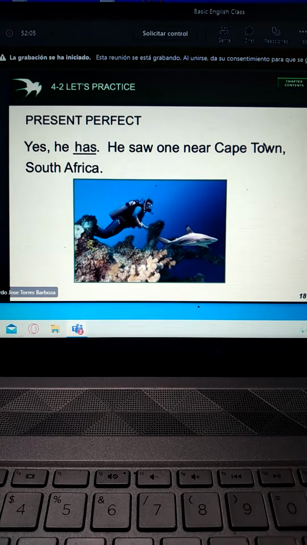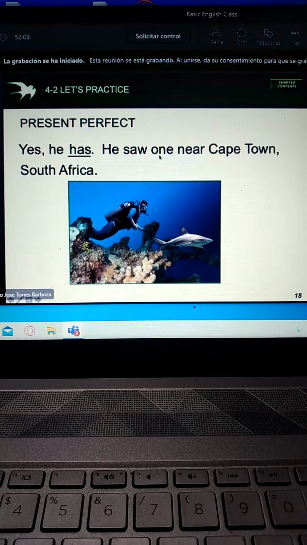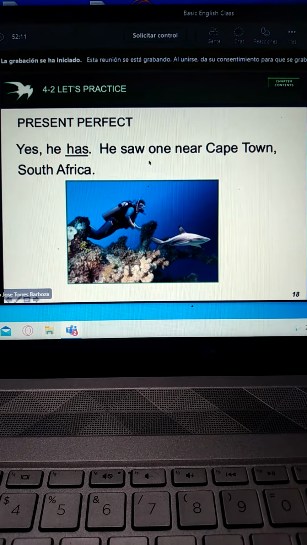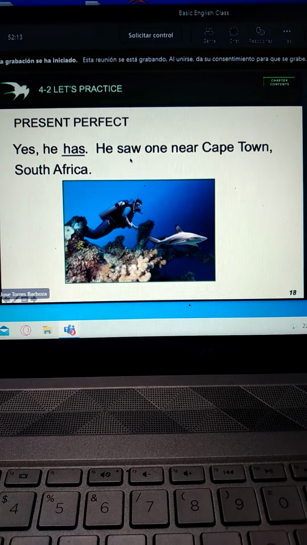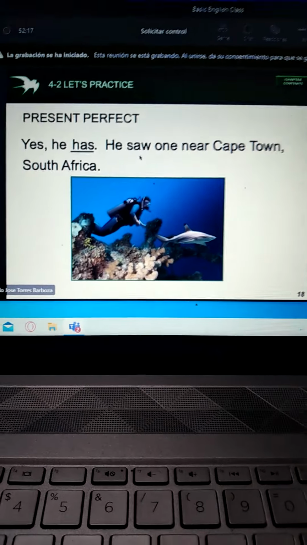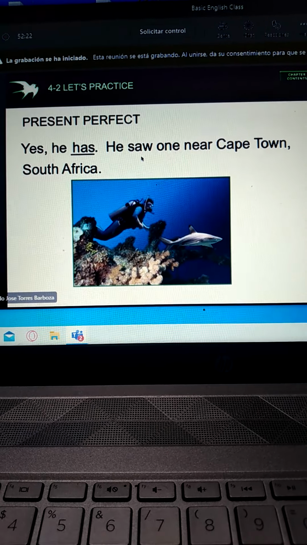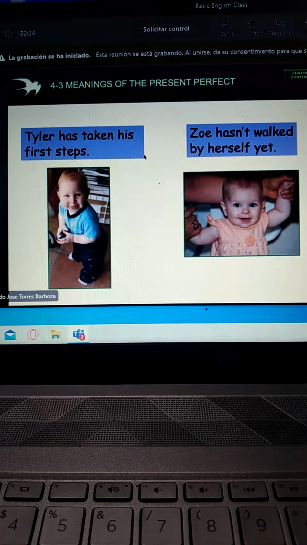What happens with the second sentence? In the second sentence, we have to give more specific information. But we're going to study this tomorrow, when we have to use present perfect and simple past together. Today, we're just going to focus on the present perfect.